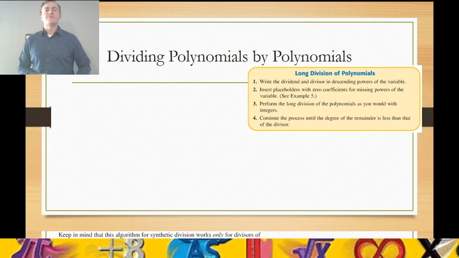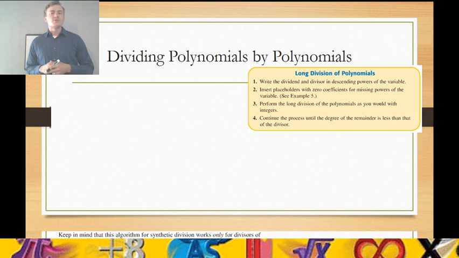Most exciting part of chapter 5 here, dividing polynomials by polynomials. This is our polynomial long division. Long division of polynomials says here, write the dividend and divisor in descending powers of the variable. What does that mean? We're going to divide two polynomials. Make sure they're in standard form. That's all that is.